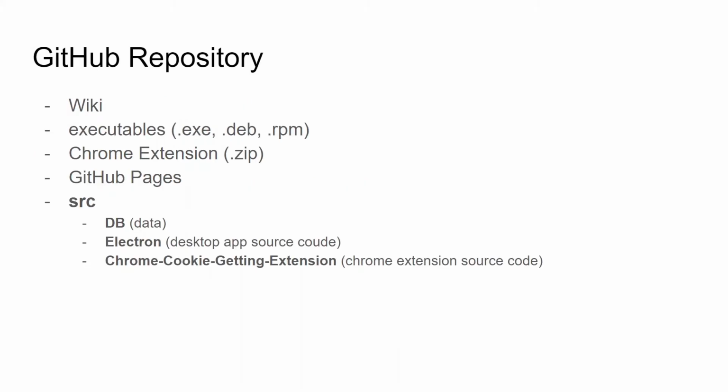For the project, we put everything in one GitHub repository. On GitHub, we have a wiki explaining some of the more confusing things users might want to know, like how to read the graphs, how the settings work, and a few solutions to common issues. GitHub also hosts the Windows .exe, and Linux DEB and RPM files that people can download to run the desktop app. Additionally, there's a zip file with a Chrome cookie getting extension.